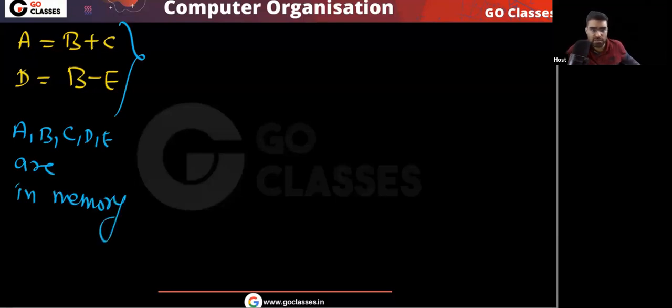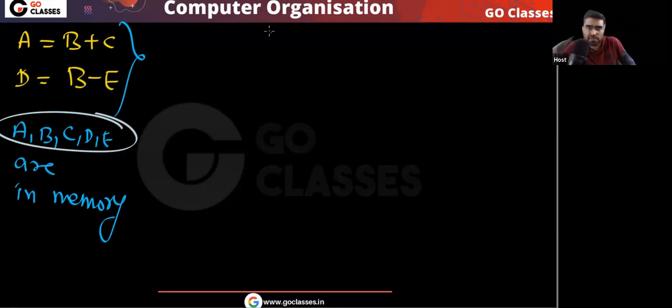Now you tell me, quickly. Remember, A, B, C, D, E are in the main memory. What do we want to do? We want to add B plus C, and then store it in A. And then we want to do B minus E, and then store it in D.